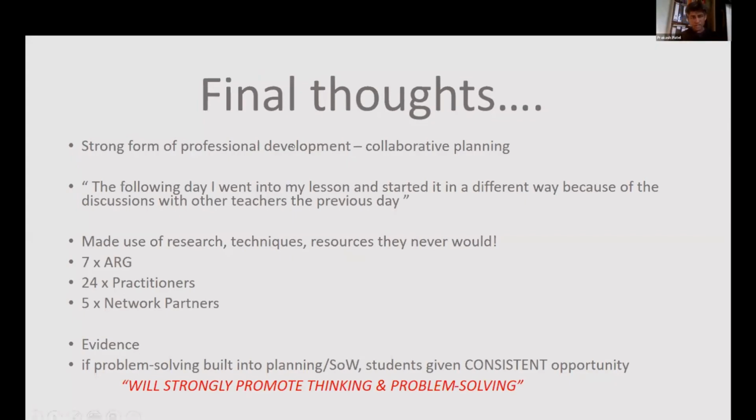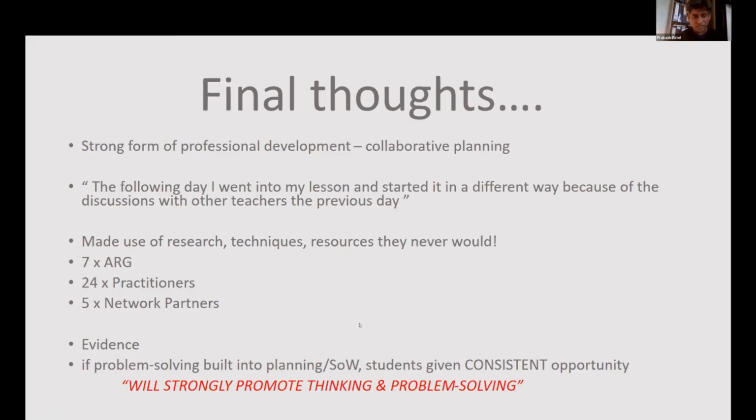We really found that this collaborative planning was a real strong form of professional development. We had some comments from some teachers, you know, who turned around and says, well, the following day I went into my lesson and I approached my lesson in a very different way as a result of the discussions we have. So there were some behavioral and mindset changes from staff as well. Some staff used techniques and resources that perhaps they never would have if they didn't engage in this action research.